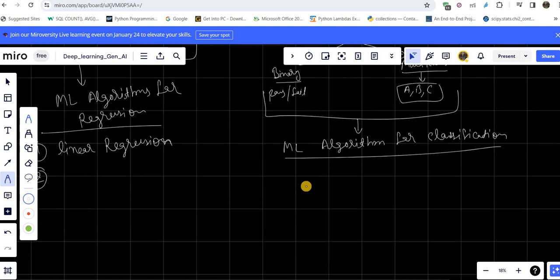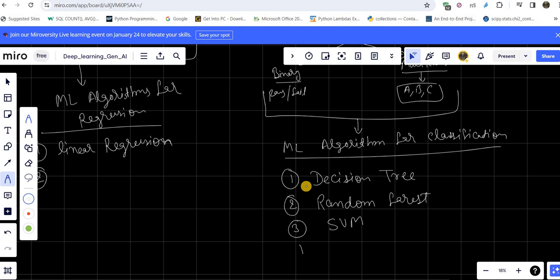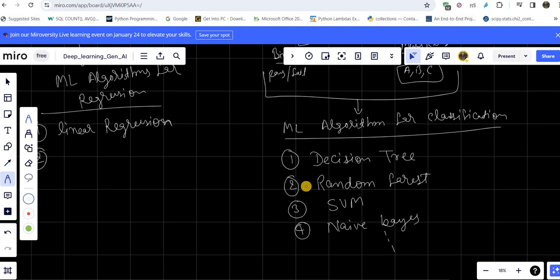Let's first see classification. In classification, the first algorithm is decision tree. I will come to these one by one in the next classes, how these algorithms work. Decision tree, then random forest, and then SVM, then naive Bayes. Apart from that, there are a lot many. I'm just giving you some examples.